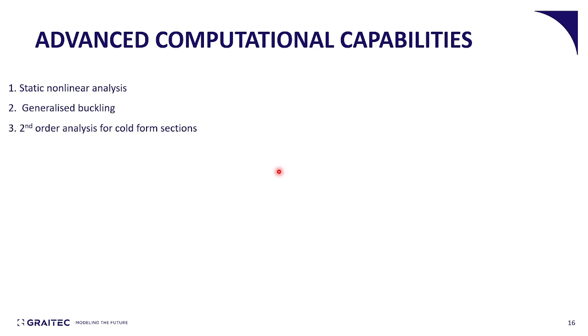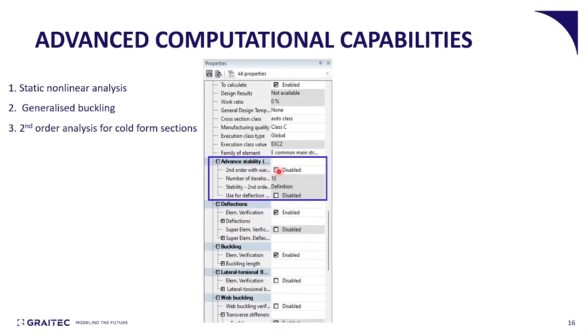Second order analysis for cold formed sections, and in general for any element that you would like to perform a second order analysis, is under the advanced stability calculations, and allows the user to consider phenomena such as the warping or the distortion of an element.